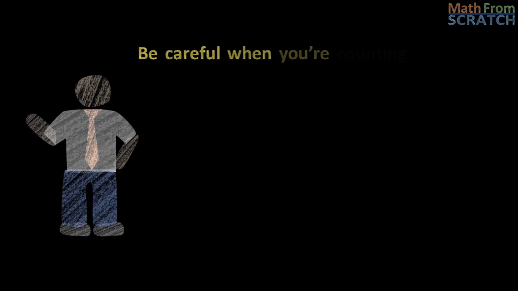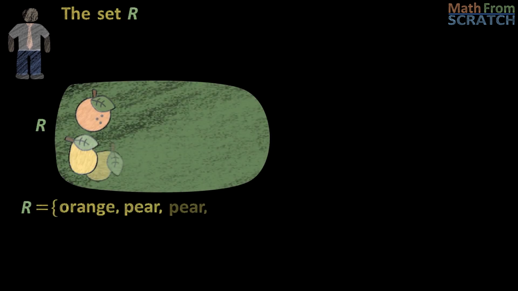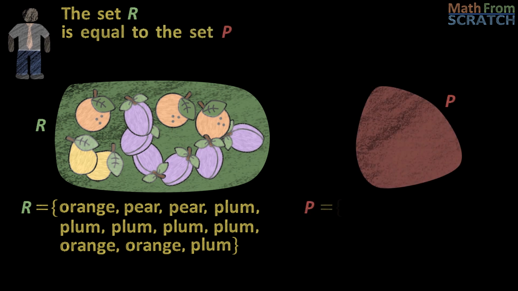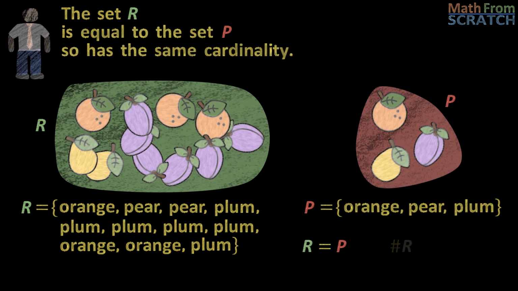Be careful when you're counting the elements of a set. The set orange, pear, pear, plum, plum, plum, plum, plum, orange, orange and plum is equal to the set P, orange, pear and plum. So, it has the same cardinality.